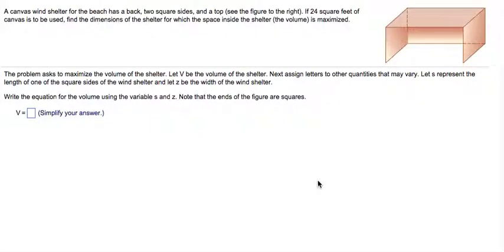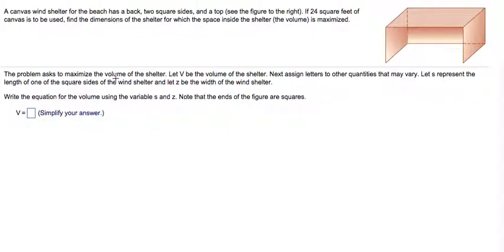So in this problem we have a canvas wind shelter for the beach. It has a back, 2 square sides, there and there, and a top here. If 24 square feet of canvas is to be used, well then that means this is a teeny tiny tent. But anyways, find the dimensions of the shelter for which the space inside is maximized.